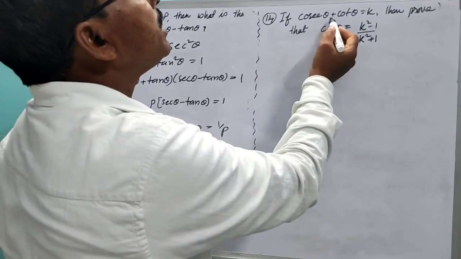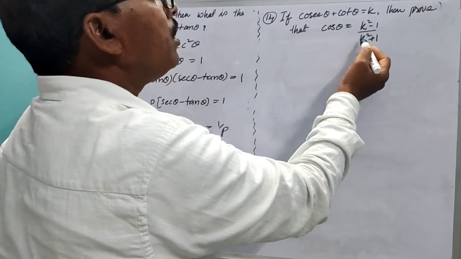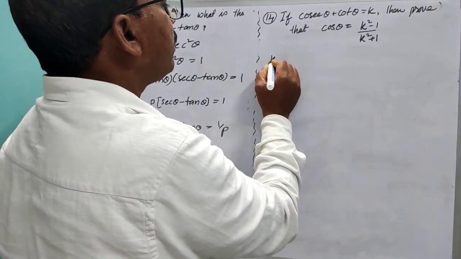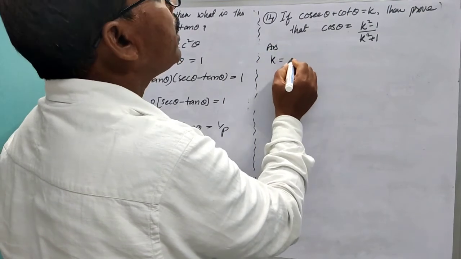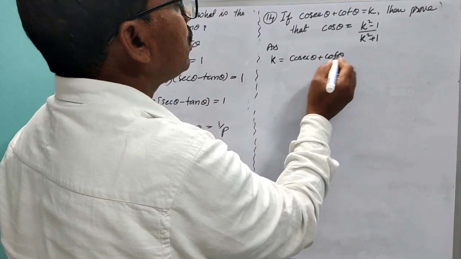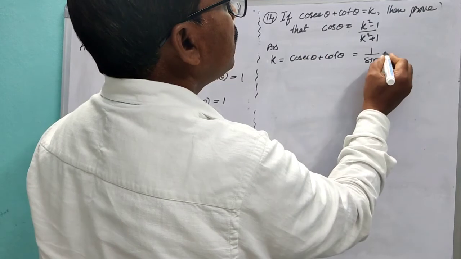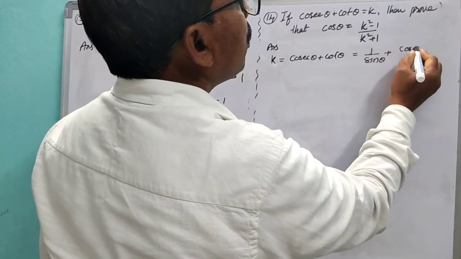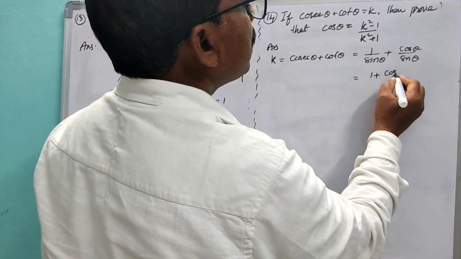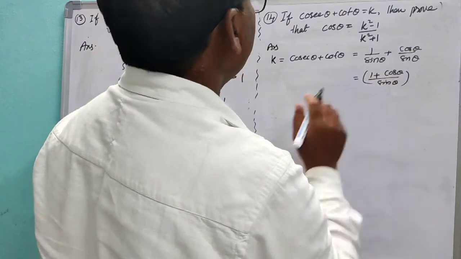If cosec theta plus cot theta is equal to k, then prove that cos theta is equal to k square minus 1 by k square plus 1. So what is the value of k? K is equal to cosec theta plus cot theta, which is equal to, cosec means 1 by sin theta and cot is equal to cos by sin, which is equal to 1 plus cos theta by sin theta. So this is the value of k.